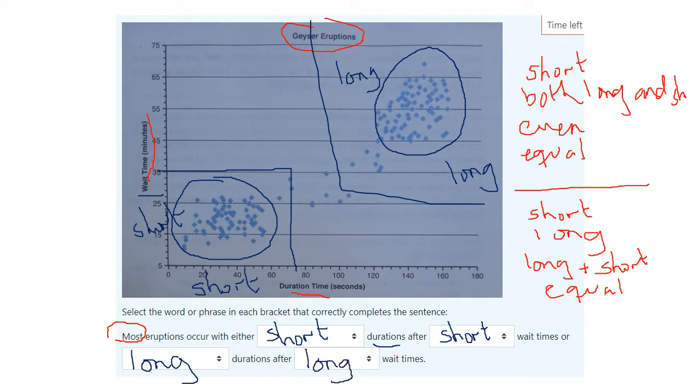Okay. So when you look at a graph like this, you're comparing where most of the eruptions are. Each one of these dots is one single eruption. But we can see a group down here, and we can see a group over here. So most of them have short duration and short wait time, or long duration and long wait time. We don't see many eruptions in the middle.